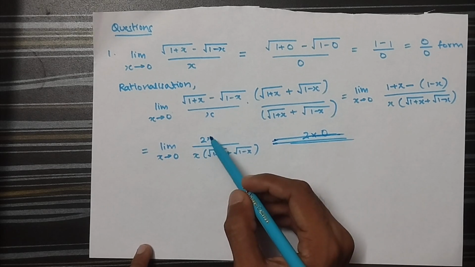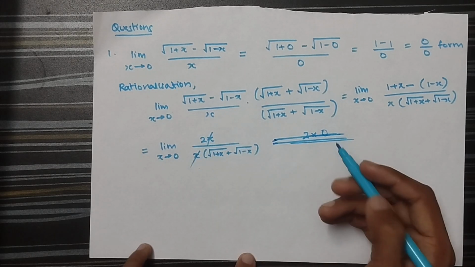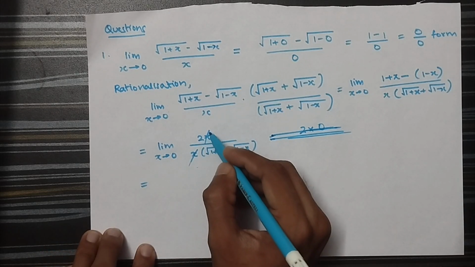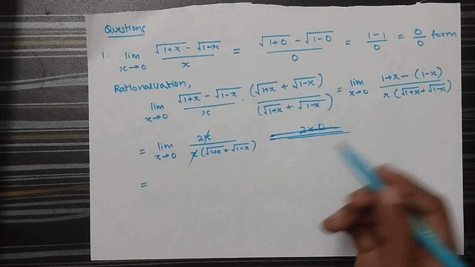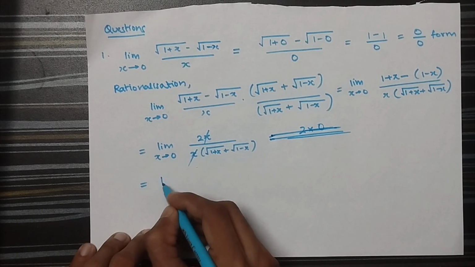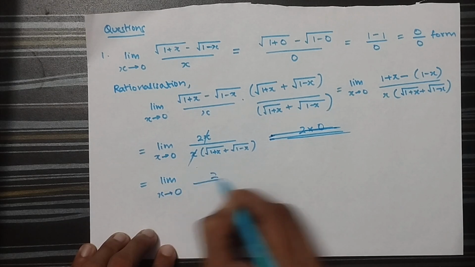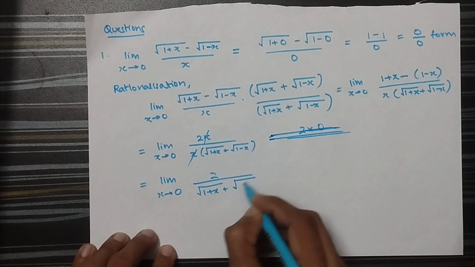But here we can do something. We can factorize, we can cut off these x's, so it doesn't result in 2 into 0. I didn't notice that. So before you make the same mistake, make sure to cut everything off before you get the same 0 by 0 result. We don't want that. So limit x tends to 0, 2 divided by root of 1 plus x plus root of 1 minus x.